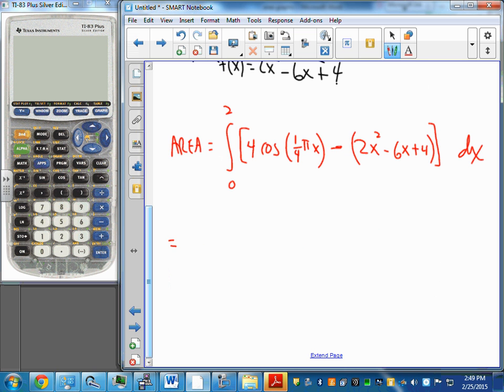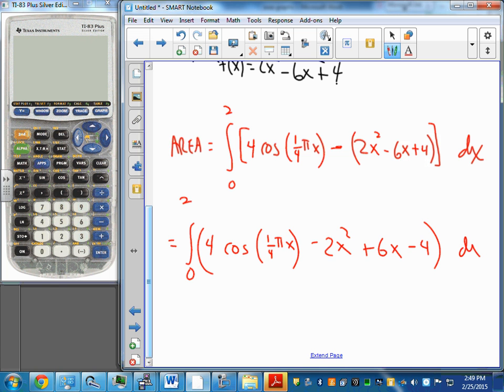Okay, so I'll go ahead and distribute the minus sign so I don't lose that. We're integrating from 0 to 2: 4 cosine of 1/4 pi x minus 2x squared plus 6x minus 4 dx. And obviously the antiderivative is down here, easy. This is minus 4x, this is plus 6x squared over 2, and this is minus 2x cubed over 3. So those antiderivatives are a piece of cake.